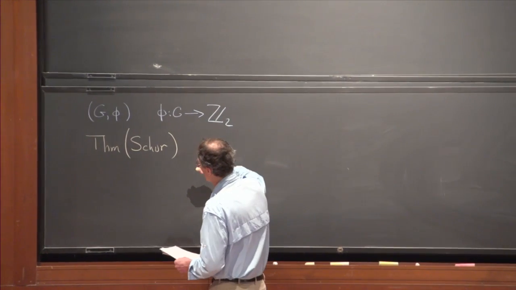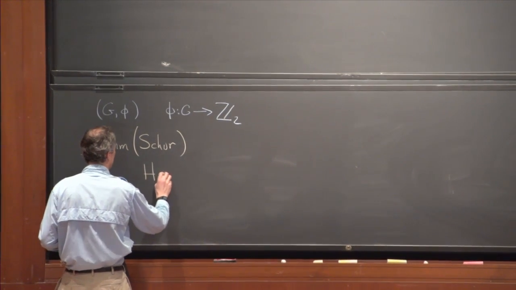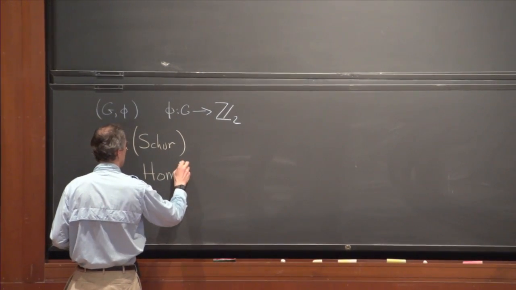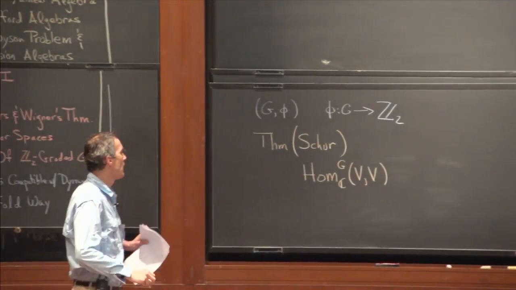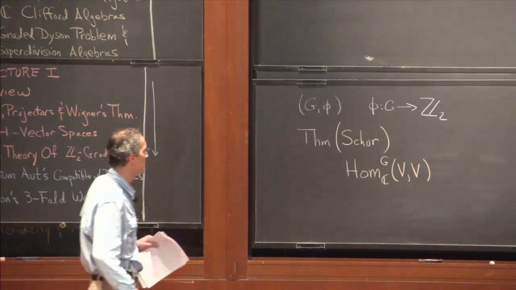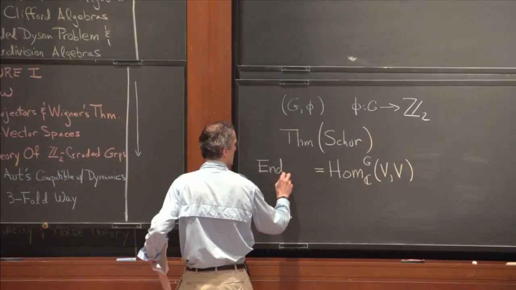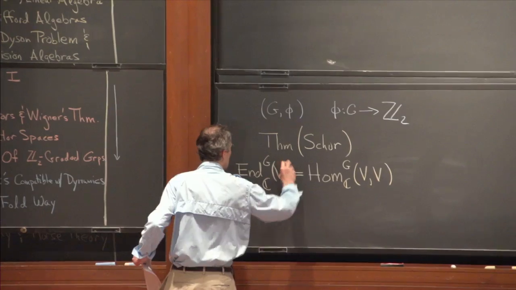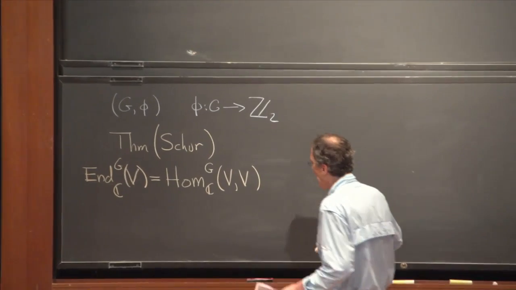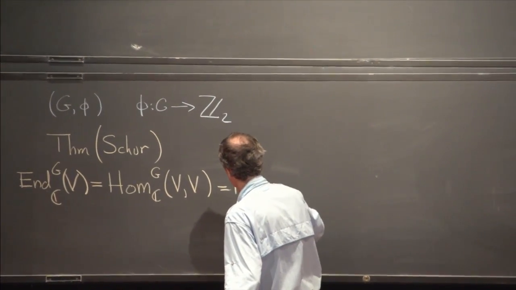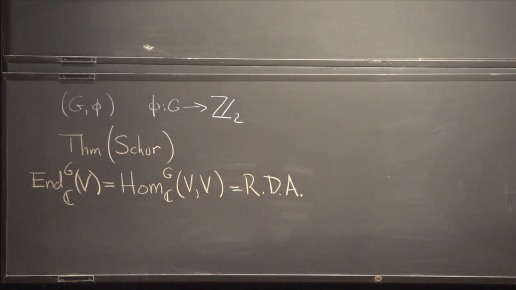Okay, so we ended up with Schur's lemma, which, remember, said that the space of C-linear G invariant maps from V to V, where V is an irreducible G phi representation, which I'll also write as the C-linear endomorphisms which are G invariant, that's just notation, is a real division algebra. And remember, that's an algebra where every non-zero element is invertible.